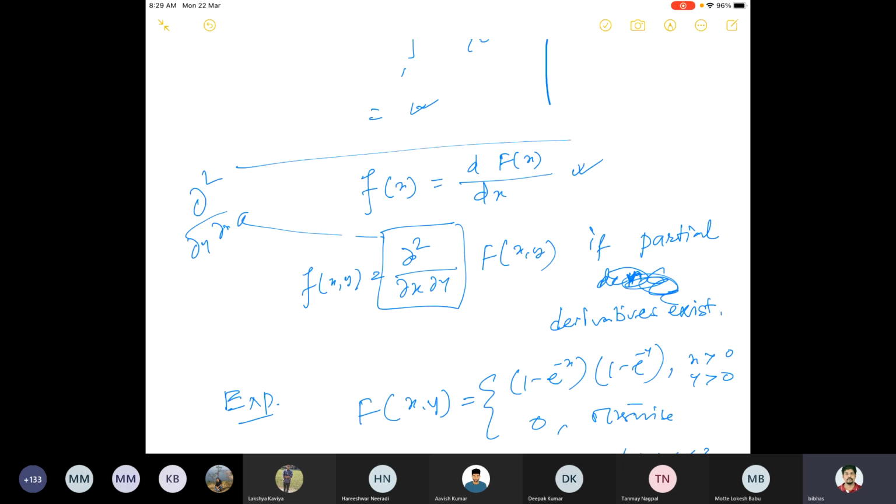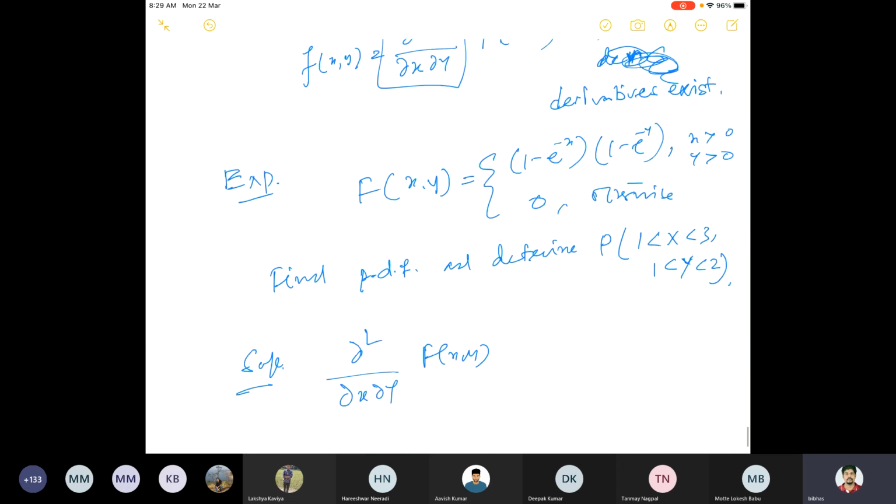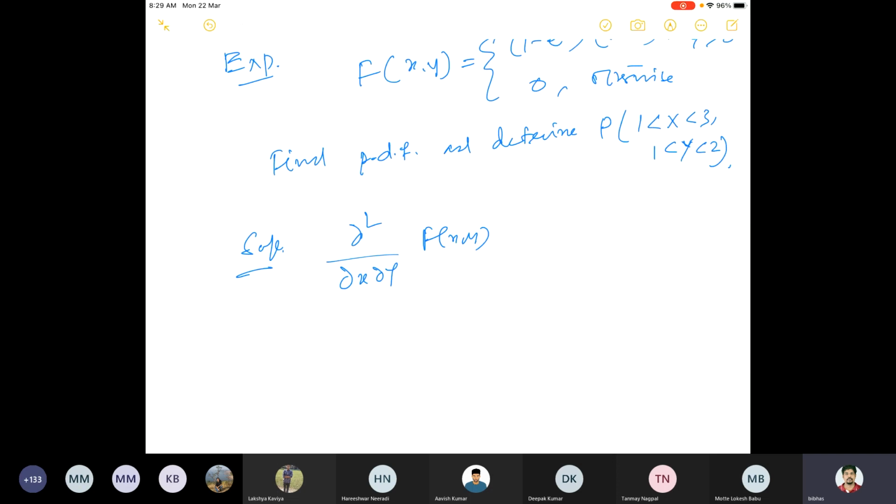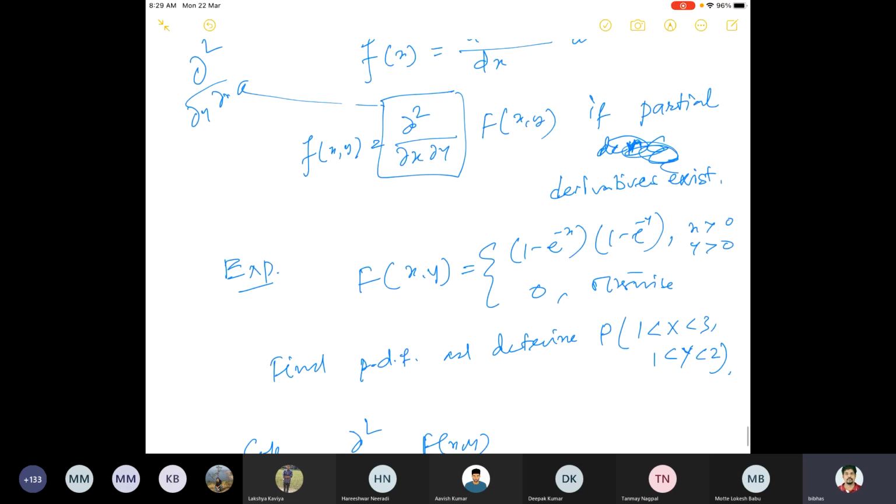Okay, so we'll assume that they exist and they are continuous. So life is simple, and then we can have this. Because otherwise there will be a problem like whether I'll take the derivative with respect to y first or x first, because that derivative can be different.